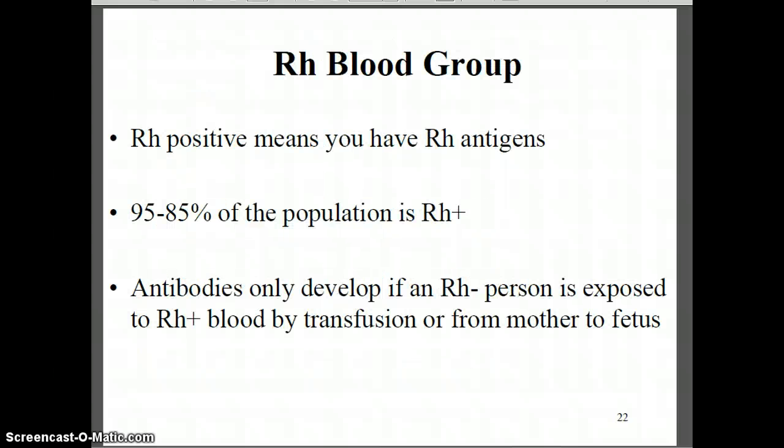Rh blood is another antigen. Rh positive means you have the Rh antigen and you are among the 85 to 95% of the population who has this. Antibodies can only develop if an Rh negative person is exposed to Rh positive blood either by transfusion, as before, similar to A and B reactions, or from mother to fetus. So if you are an Rh negative woman going to have a baby, you better check and see whether there is a chance that your child will be Rh positive. If the father is Rh positive, then there is a good chance the baby could be Rh positive.